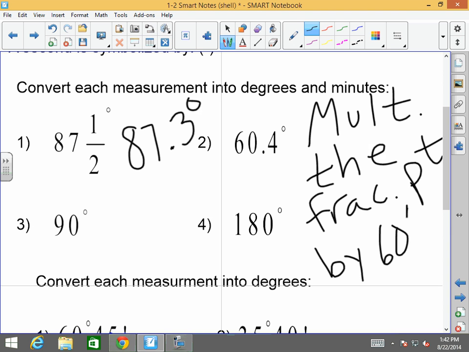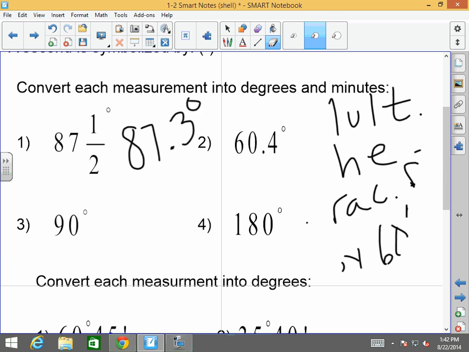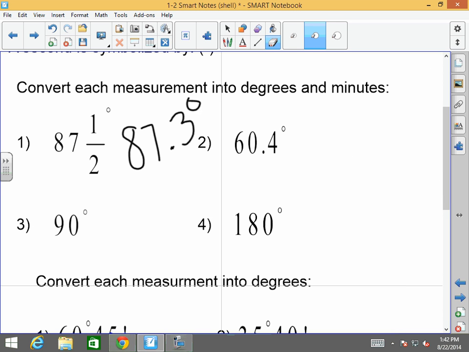Same thing with the next one. If I've got 60.4, well, 0.4 times 60 is going to be what, gentlemen? 60 times 0.4. What's that going to give you? 24. That's exactly correct. Thank you. So, and actually, wait. Hold on.